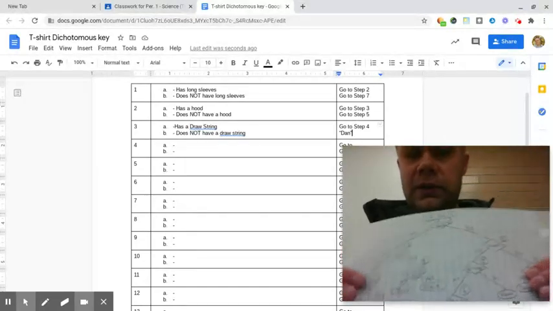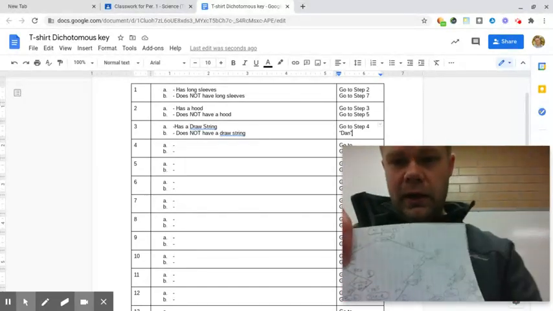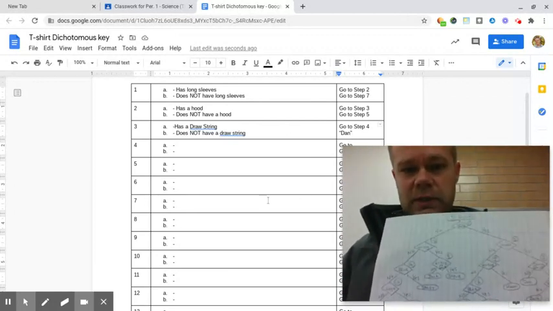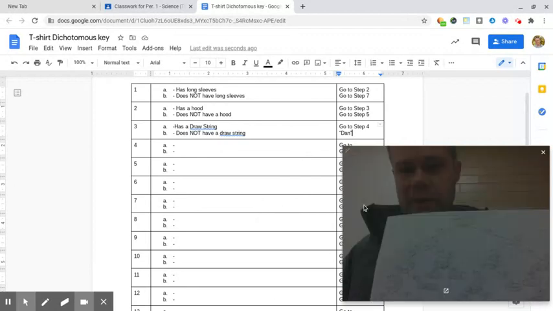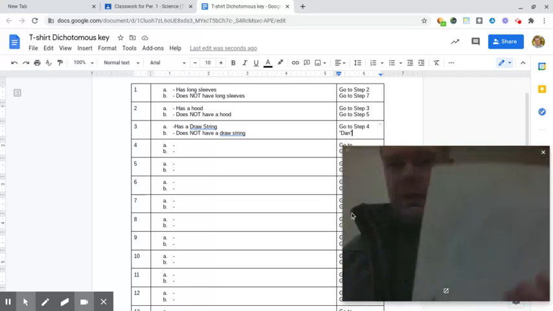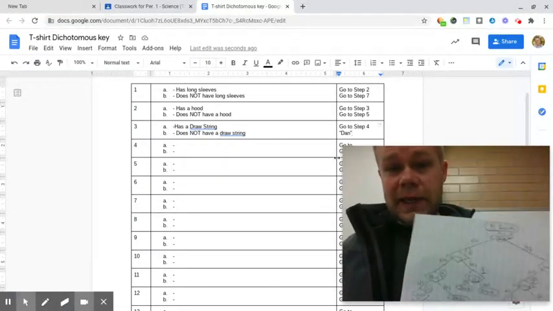Okay, so that's all you need to do, is look at the number that goes along with the number on your chart here. So if I was on number 7, I'd go here, and then just say what was the choice, A or B, and where does it send you. It either sends you to another step, and just tell what step it would send you to on your chart, or it gives you a person's name.